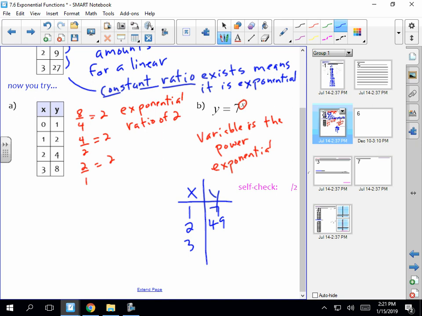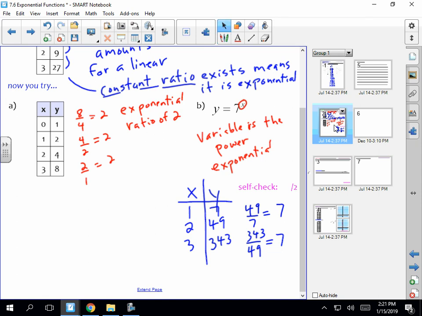7 times 7 is 49. 49 times 7 more would be 280 and 63. What's 280 plus 63? 343. That's as far as we need to go. If I take 343 and divide it by 49, it will equal 7. If I take 49 and divide it by 7, it will equal 7. If I were to continue with that pattern, the constant ratio is 7. It is exponential. It has a constant ratio, and the constant ratio is the base.